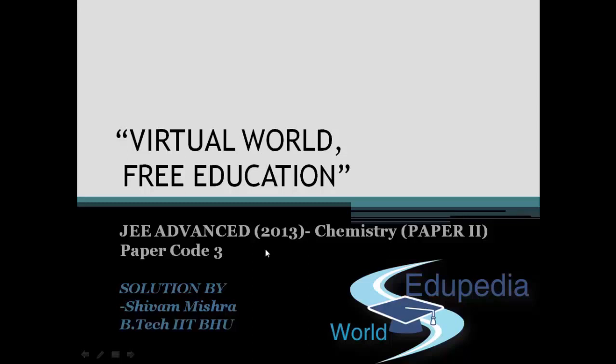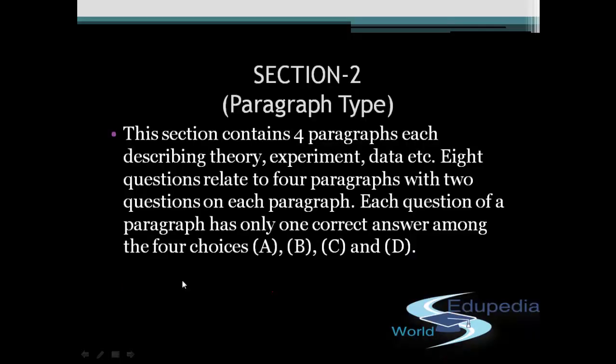Today we will be discussing JEE Advanced 2013 Chemistry Paper 2. The paper code which we are using is 3. So let us look at the questions one by one.